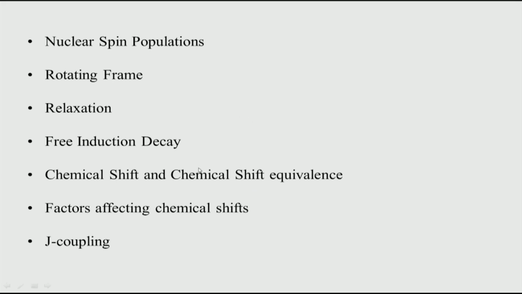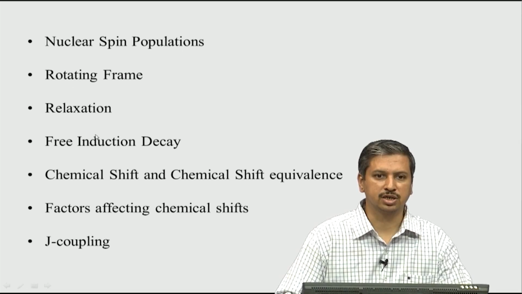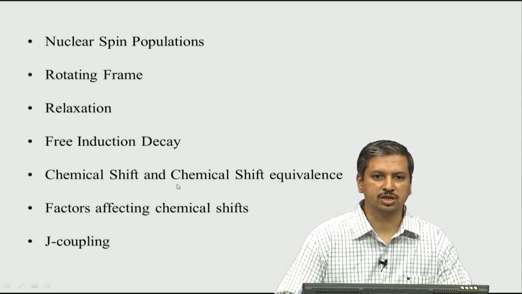So, this is what is shown here. These are the different aspects we have looked at. We have looked at nuclear spin populations, rotating frame, relaxation, free induction decay, and we looked at what chemical shift is, what chemical shift equivalence is, what the different factors are which affect chemical shifts, and J coupling. What we will do now is go through each of these and quickly see what these concepts are, so that we will not be relooking at them again as we move on further.